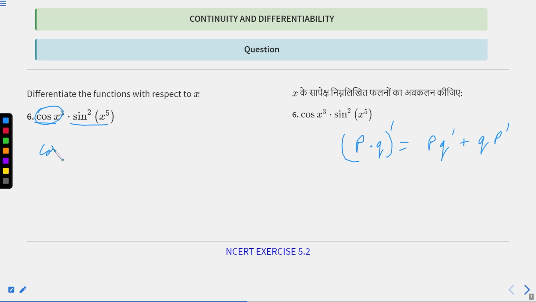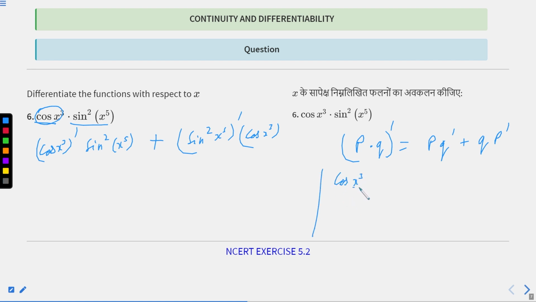So I have to differentiate it. Let me use it like this. Differentiate this, then this will be untouched. Now plus differentiate this, and cos x cube will be untouched. That's it. Now the derivative of cos x cube.